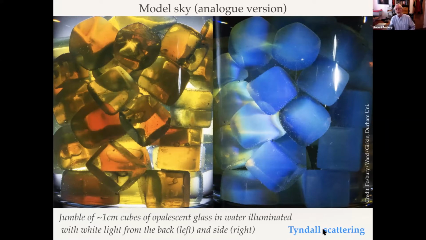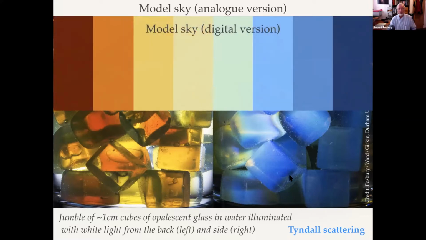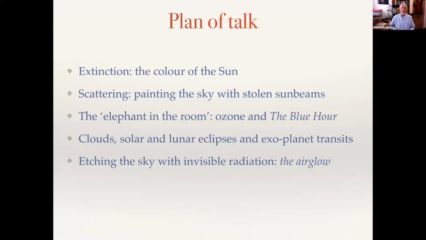This is really Tyndall scattering rather than Rayleigh scattering. I'll come to that in a moment. It's the same process, but slightly different sized scattering particles. I've again computed a set of swatches for the colors that you see in that analog model, and you can see it's a pretty good match. So, what am I going to do in this talk?